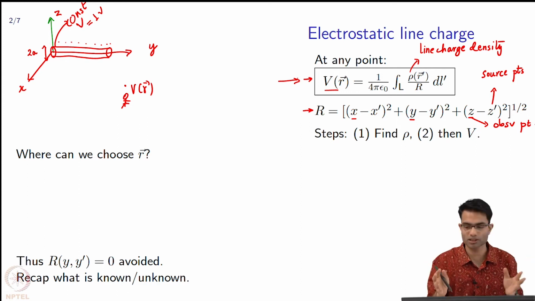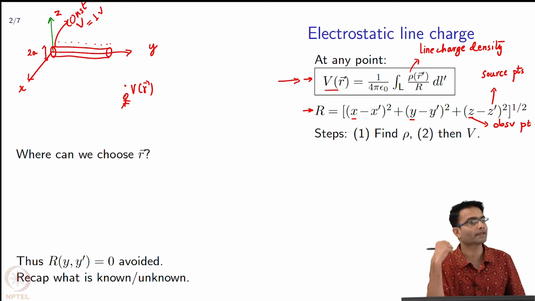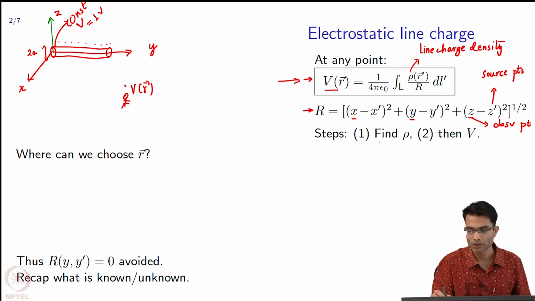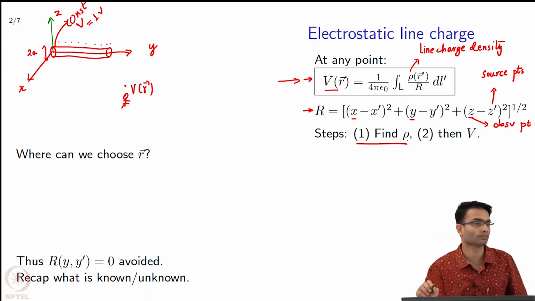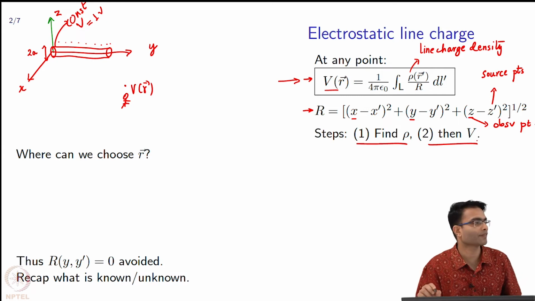If we knew rho, then this problem was simple. I will calculate this integral numerically or analytically depending on the situation, and I will get voltage. So before we even get into solving something and get lost in the details, we should appreciate what is known, what is not known, right? So first of all, I need to find rho as a function of space. Once I find rho, the problem is simple. I will just plug it into this equation and find the voltage.